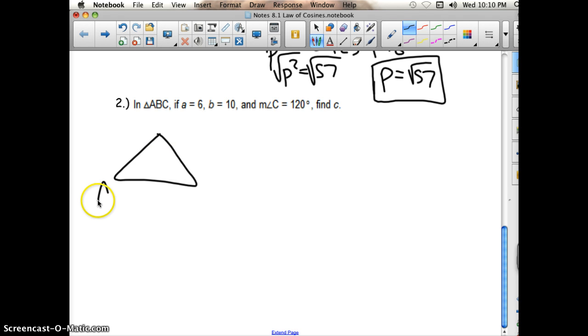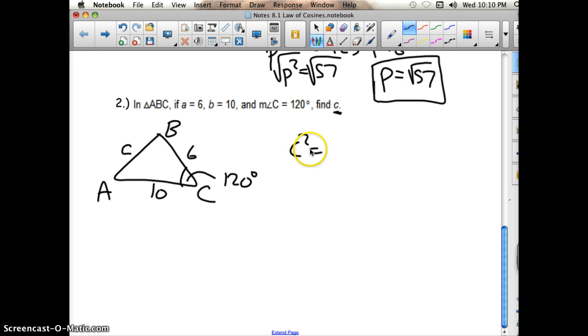Okay, triangle ABC. Little a is 6, little b is 10, and the measure of angle C this time is 120 degrees. Obviously, that's not a 120-degree angle, but again, it doesn't have to be drawn to scale. Find little c. That's going to be across from the angle C. So that's my loneliest side, because that's the angle that I'm going to be using for the law of cosines here.